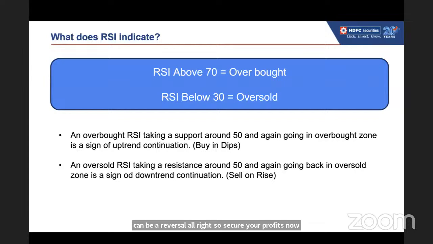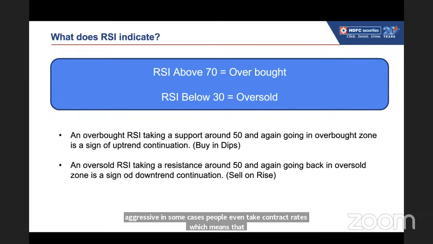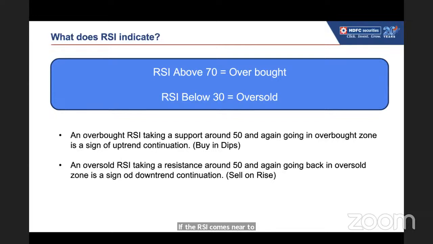Similarly, if a trader is very aggressive, in some cases people even take contra trades, which means that if the RSI comes near to 75, 80, 85, and even there are some other indications coming from charts or open interest, then based on all these combined clues, some of the traders may even want to go into the short trades, okay, in that overbought zone. So this is a clear indication of an overbought and oversold zone.